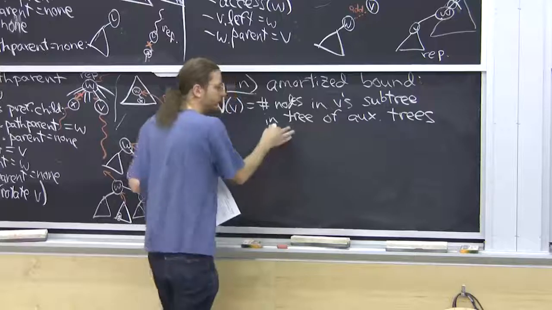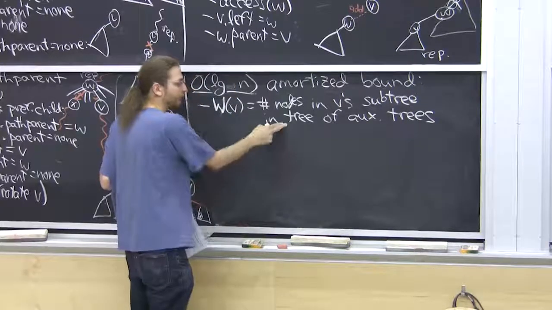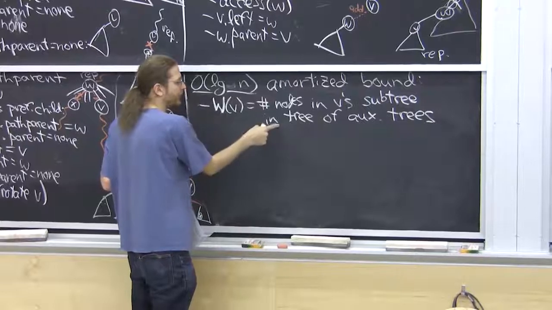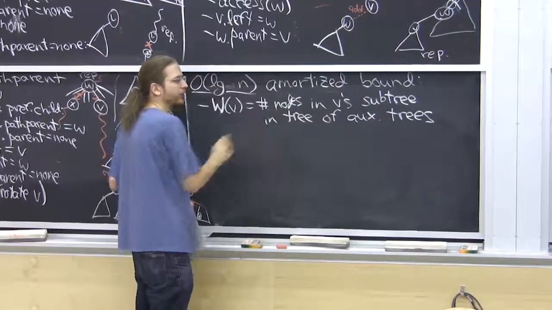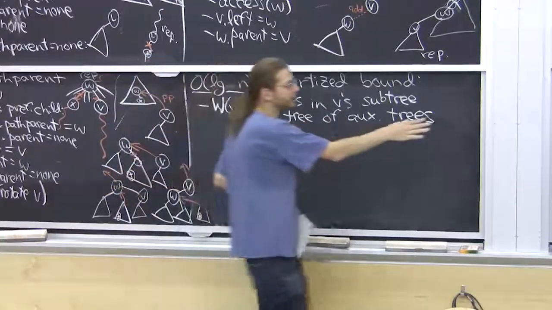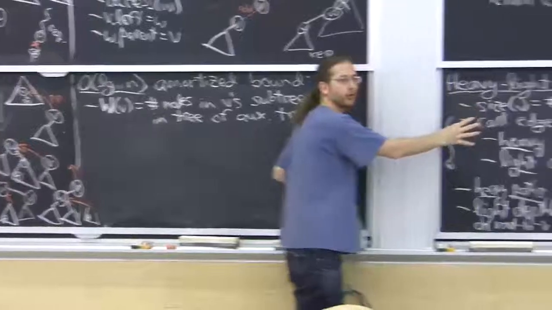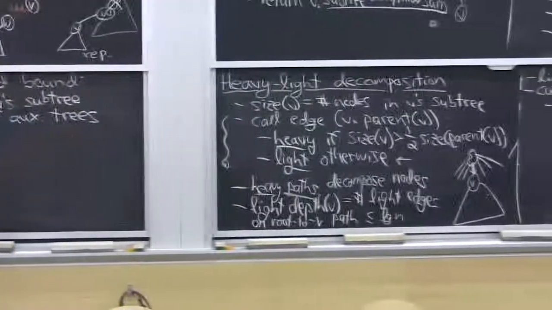Okay, now we're thinking about the tree of auxiliary trees. For the analysis, we need that. This is a tree of splay trees. And what I'm looking at is, in that tree of auxiliary trees, how many nodes are in the subtree of V. That's what I'm going to call W of V. Whereas size of V was thinking in the represented tree. So it's a totally different world. Here we're thinking about the tree of auxiliary trees.